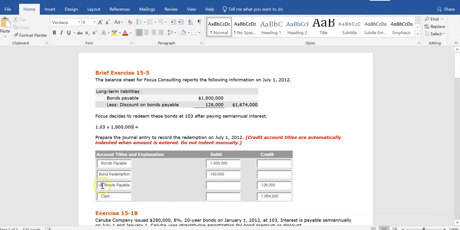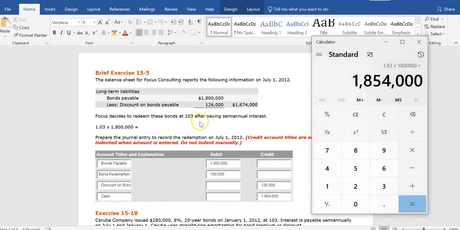When we pay off the liability, we not only need to get rid of the bond payable liability, but if these bonds are gone, we no longer need the discount in here. So the discount needs to be credited to get rid of its balance. So we are debiting bonds payable, crediting the discount, and crediting cash for $1,854,000.